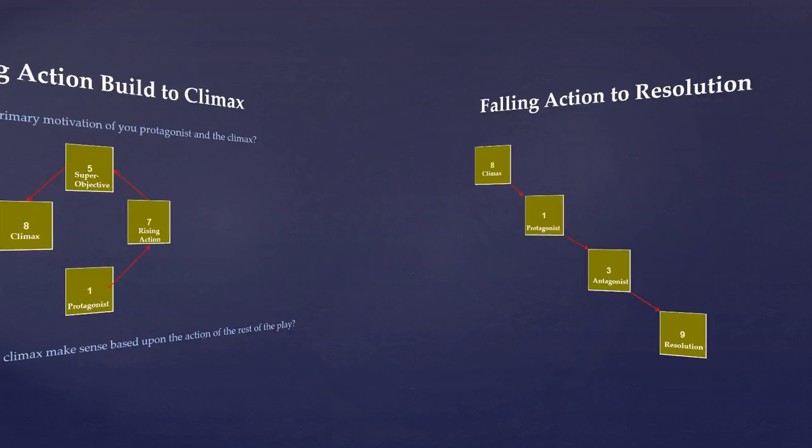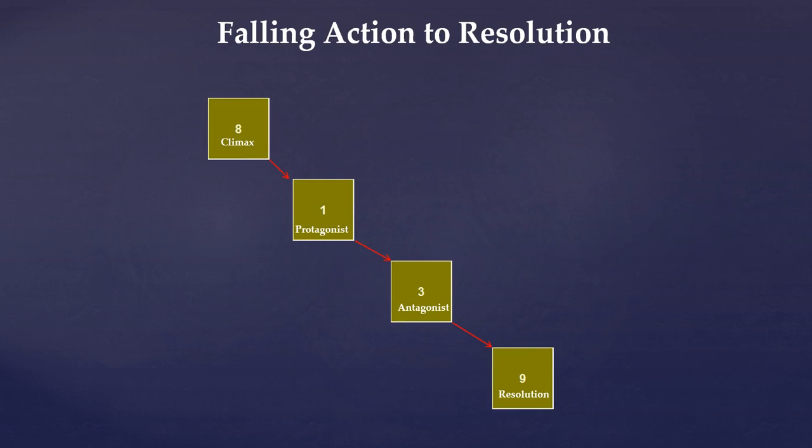And then the final relationship that I want to take a look at in these cards is the relationship between cards 8, 1, 3, and 9. This is the falling action to resolution. The climax causes the final and ultimate confrontation between the protagonist and the antagonist, which results in some action that brings about a resolution or button for the audience.